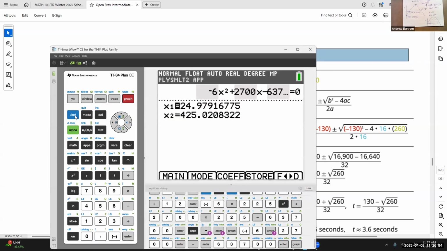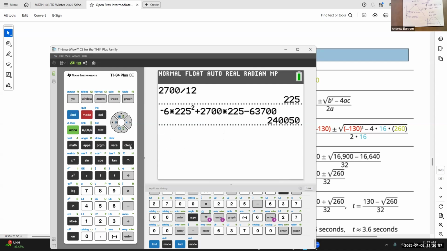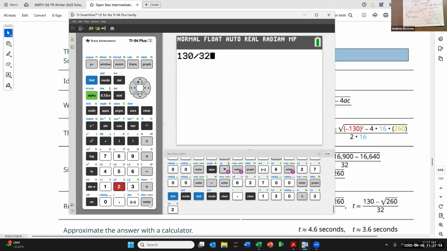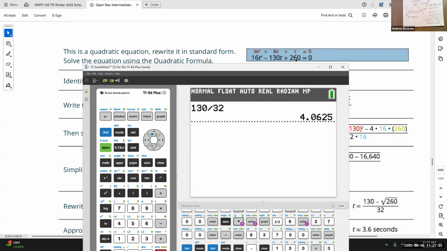So we can try doing that in the calculator. We've got 130 divided by 32, since it's 2 times 16. So it takes a little over 4 seconds to actually reach its highest point. We can take that, plug it back into the equation that we have originally here, and we can actually figure out how high it traveled.